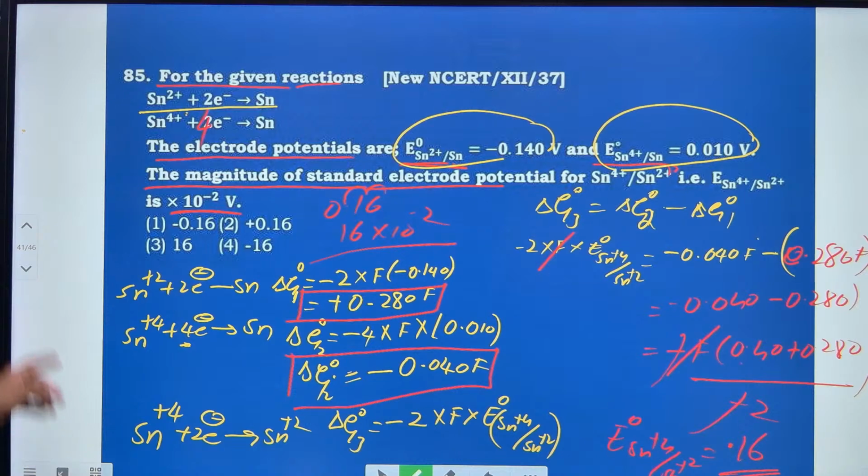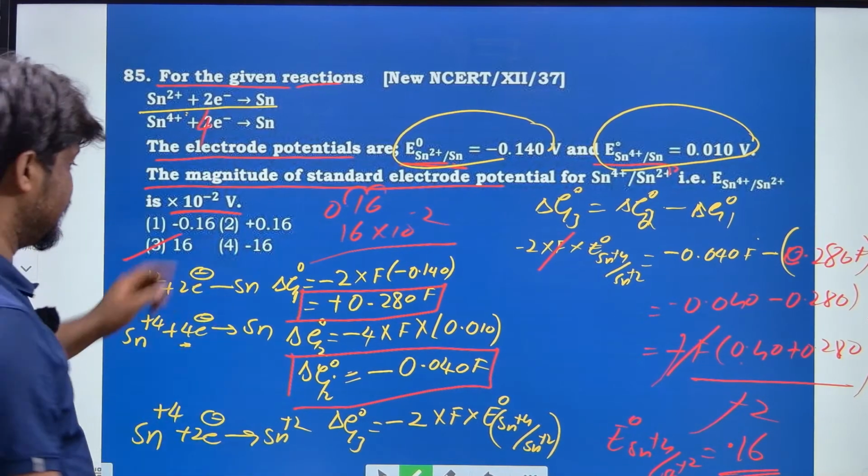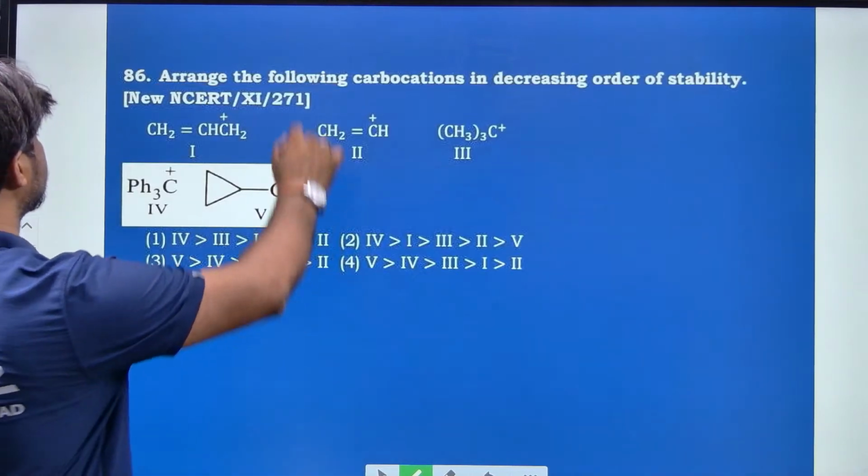So which is the right answer for this one? Yes, of course, answer 3, that is 16 into 10 to the power of minus 2. Well, go to the next problem then.